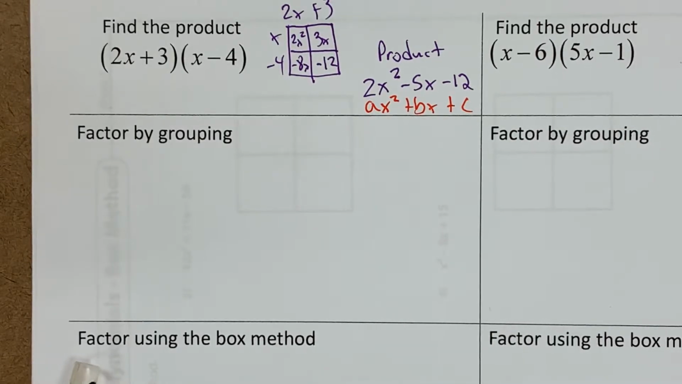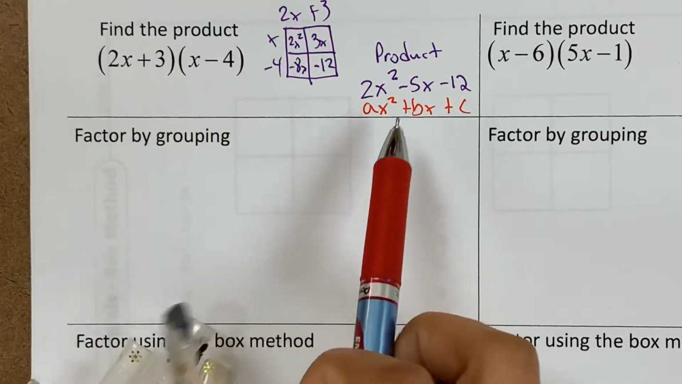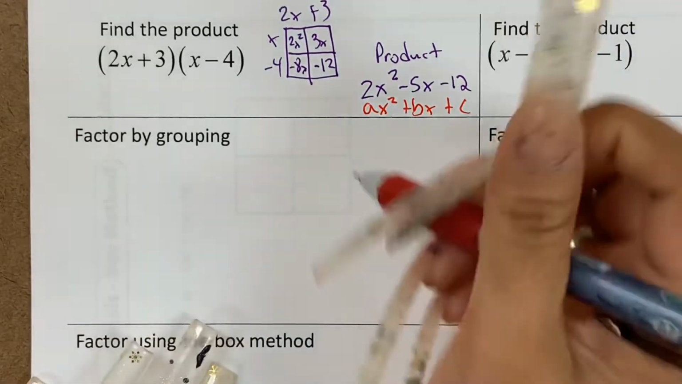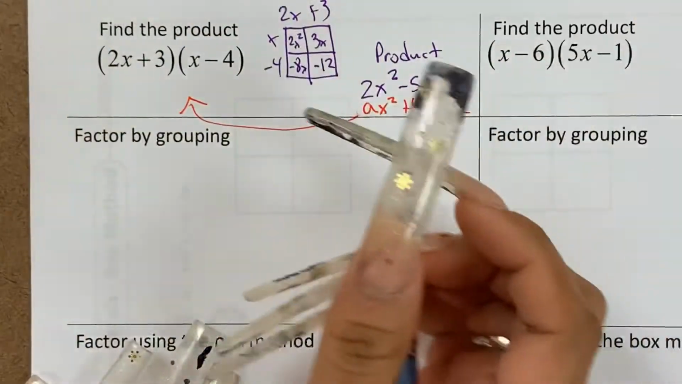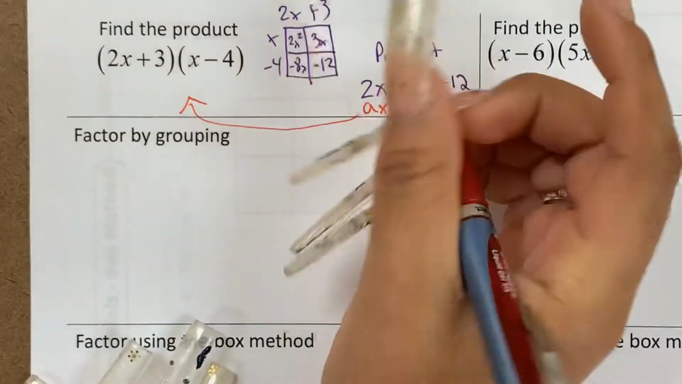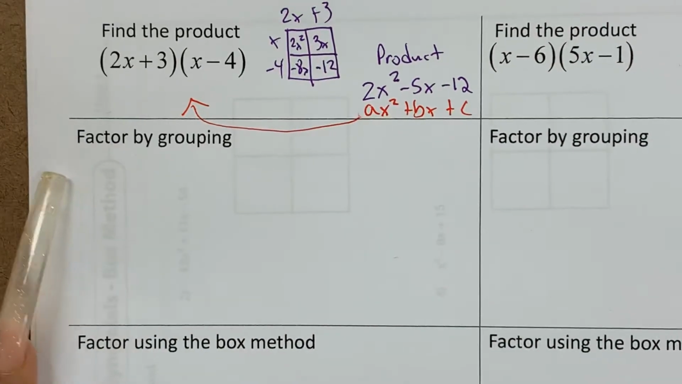So first we're going to learn how to factor by grouping. So remember what factoring is. It's the reverse of multiplication. So we multiplied this to find the product. Now we're going to start with the product and we're going to reverse it to find the two factors. So that's called factoring when you go in the opposite order.